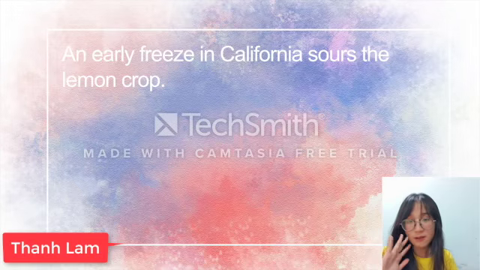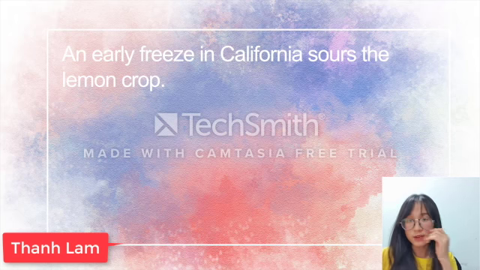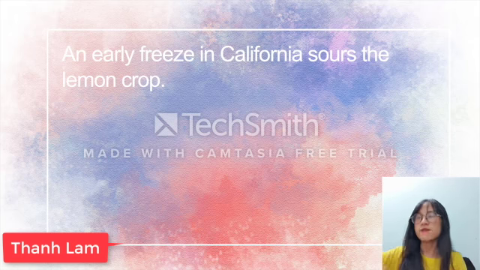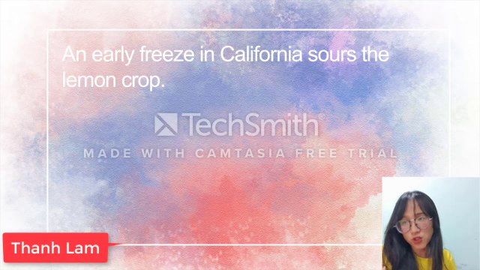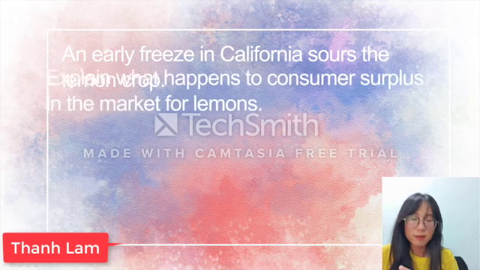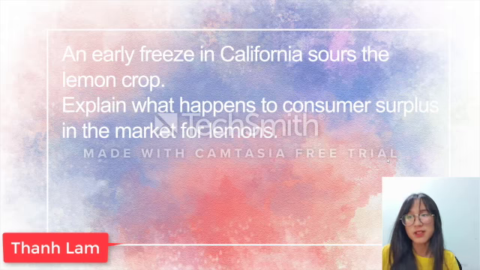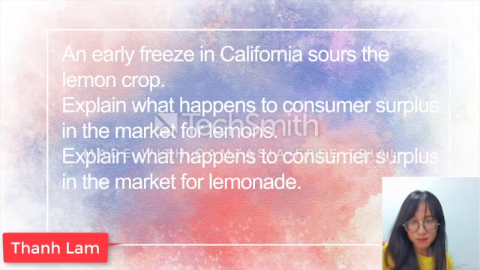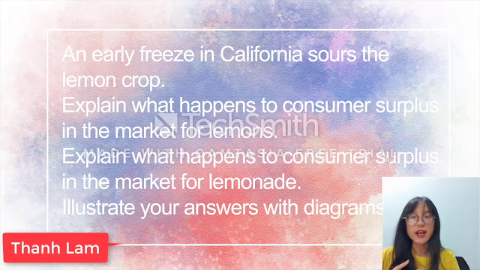Hello everyone, my name is Tan Lam and today we'll present the second case of chapter 7. It's about an early freeze in California that will sour the lemon crop. I will explain what happened to the consumer surplus in the market for lemons and what happened to the consumer surplus in the market for lemonade, and I will illustrate my answer with a diagram.